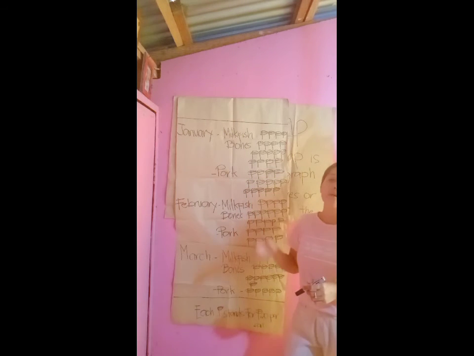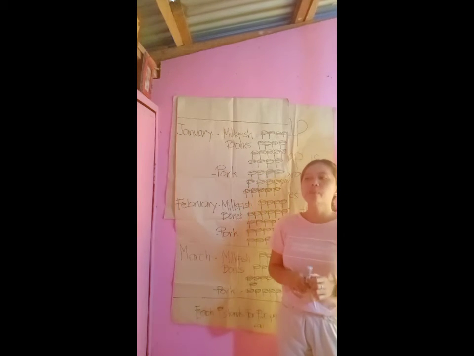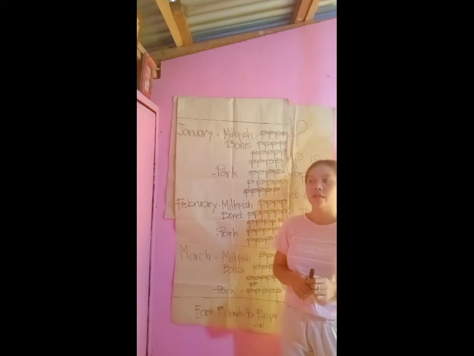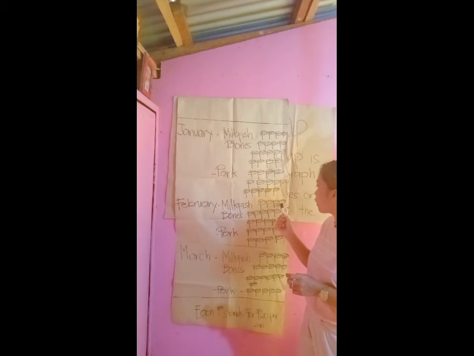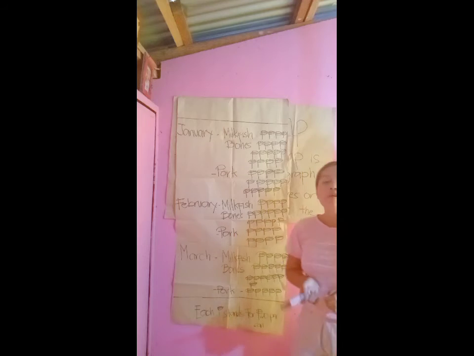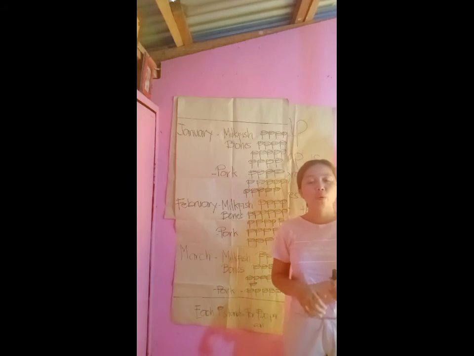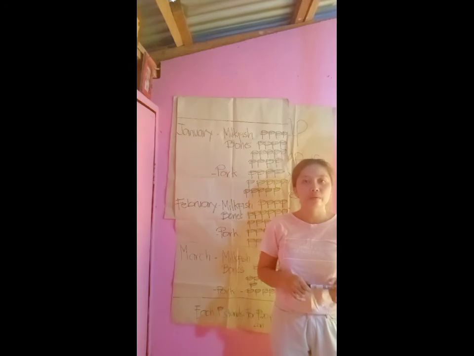By February, our sales of milkfish bones is 300, and I count again the peso signs. 1, 2, 3, 4, 5, 6, 7, 8, 9, 10, 11, 12, 13, 14, 15. 15 peso signs times 20 equals 300 pesos.